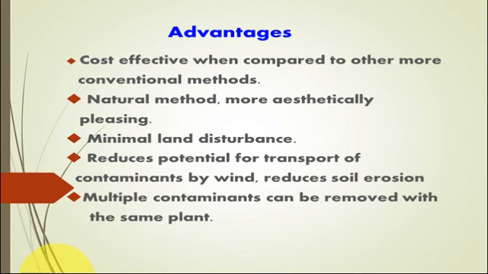See, plants are generally planted in barren lands and on forests to reduce soil erosion. The same concept will be applicable here. In phytoremediation also, the plants help in reducing soil erosion. Multiple contaminants can be removed with the same plants. As I showed in the last table, a single plant may absorb many contaminants.